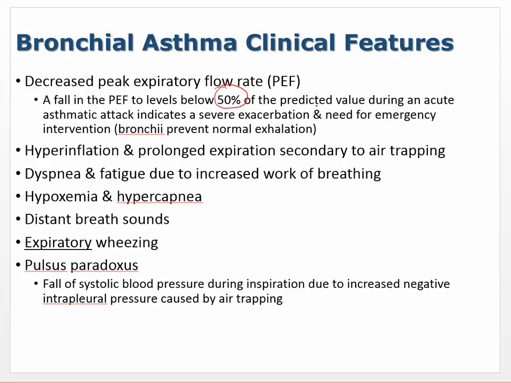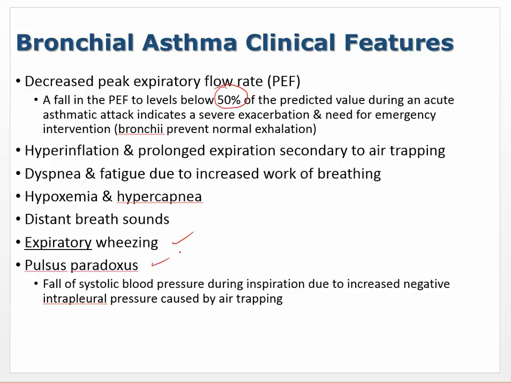Other clinical features: hyperinflation, well, because you can't exhale. Prolonged expiration secondary to air trapping. Dyspnea, difficulty breathing. Fatigue due to increased work of breathing. Hypoxemia, hypercapnia. Again, you're not getting that exchange of gases in the lungs. Distant breath sounds, expiratory wheezing.